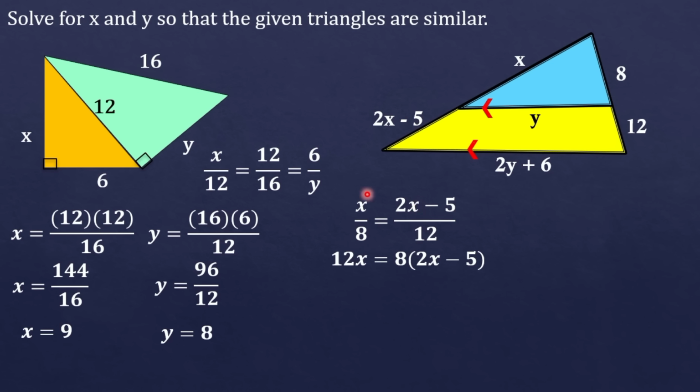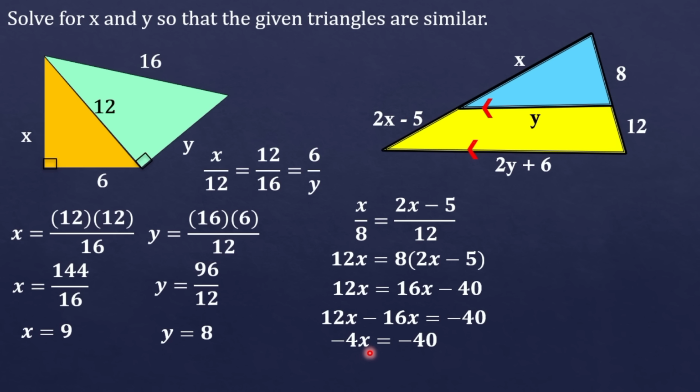So, we have x over 8, 2x minus 5 over 12. So, by cross multiplication, we have 12x. And then 8 times 2x, that is 16x. And then 8 times negative 5, negative 40. So, transpose natin itong negative 16. So, we have negative 4x is equal to negative 40 by dividing both sides by negative 4. So, negative 40 divided by negative 4, that is x is equal to positive 10.